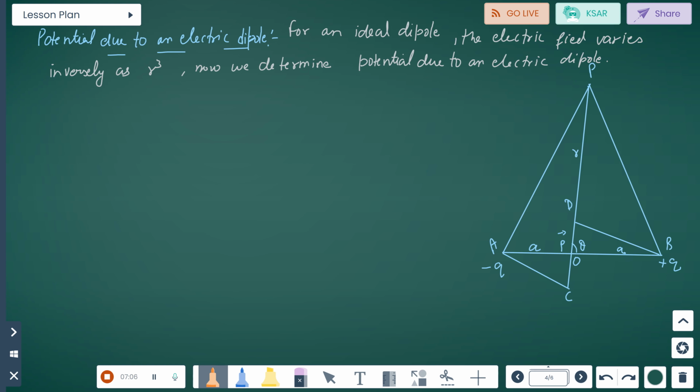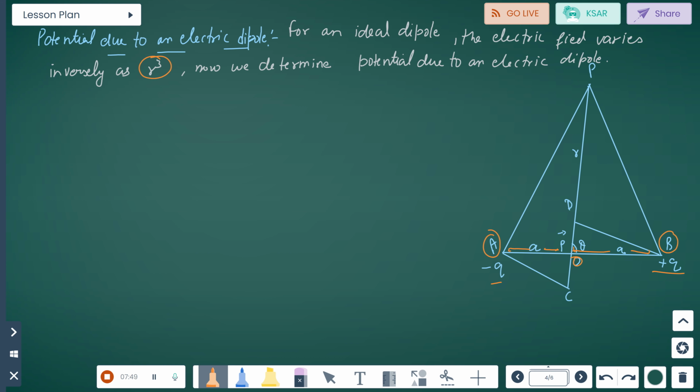Now potential due to an electric dipole. For an ideal dipole, the electric field varies inversely as r cube. Now we determine the potential due to an electric dipole. First we consider two charges, minus q and plus q. At minus q we have point A and here point B. O is the middle point.